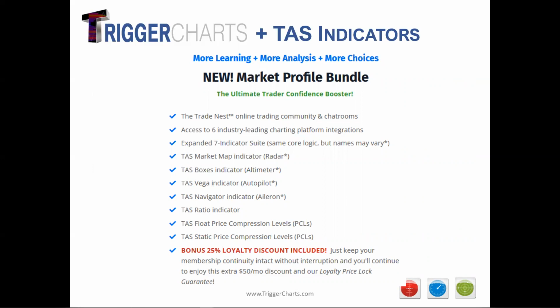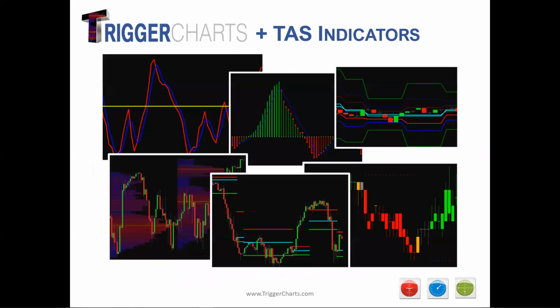I'm going to skip ahead for a second, a slide. I want to show you these are what the indicators look like. I mean, you're used to this now. Is it not exact? These are just quick screenshots of a few, but you'll notice what looks like the aileron is now called the navigator, and you have the autopilot and the altimeter in here, but that's called Boxes and Vega.